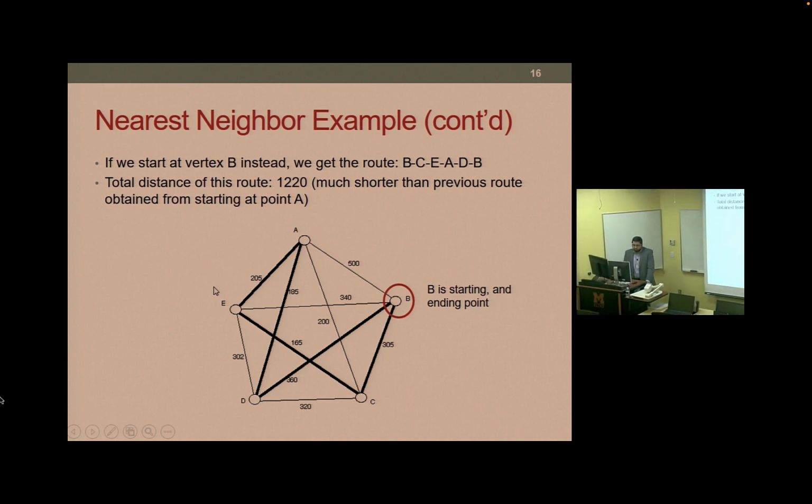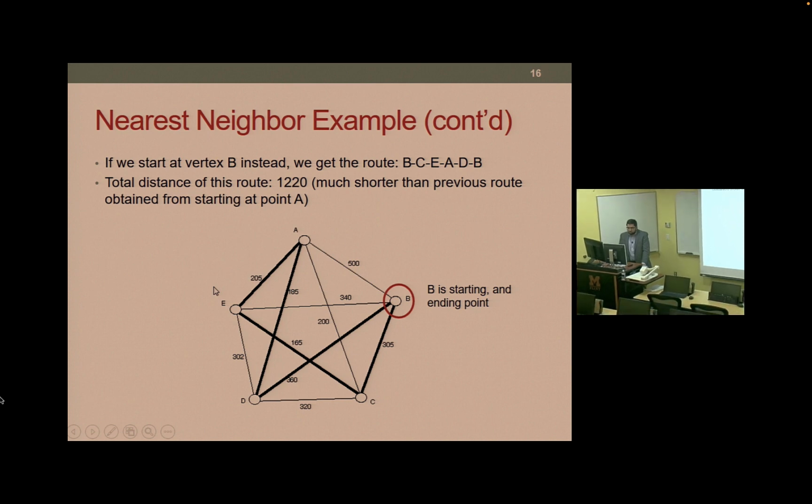So first you're going to jump to C, which is the closest, because D is 360 away, E is 340 away, A is 500 away. So you're going to jump to C first. Then from C you'll jump to E, to A, to D, and then back to B. The total distance of this route is 1220 miles, and you've hit all the 5 points, and this route is much shorter than the route obtained when you started at point A.